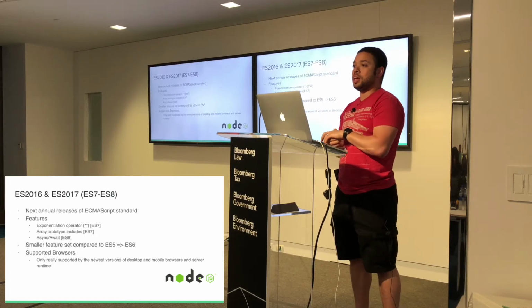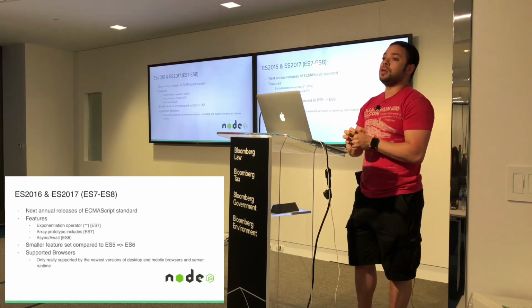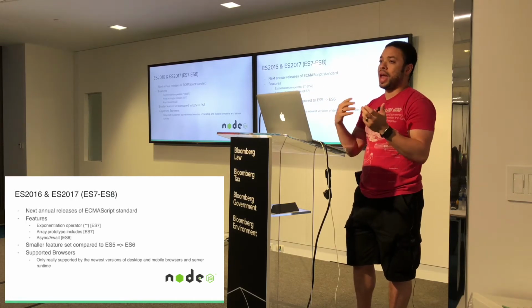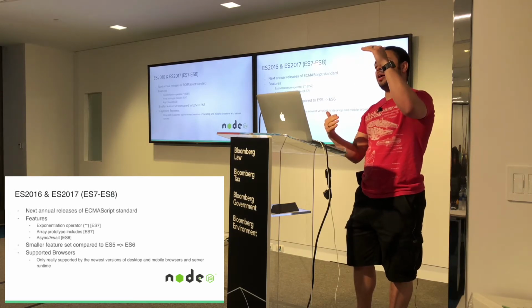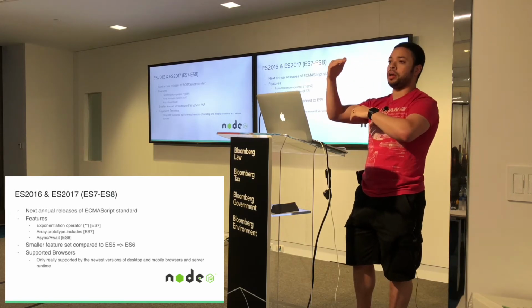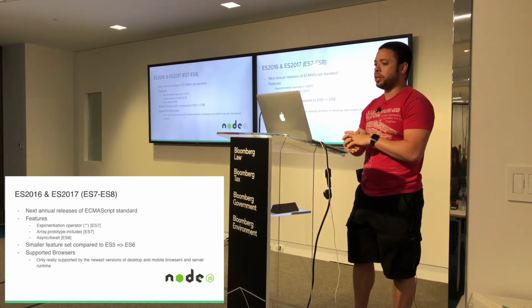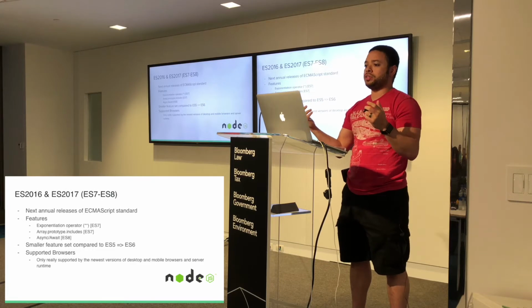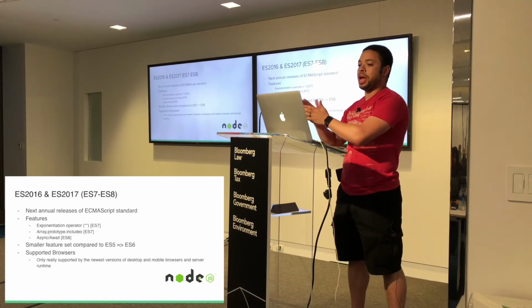And then ES8, a very important, but again, a single type of feature, was async await, which lets you handle promises very easily in a very programmatic and very linear way when you look at the code. But again, as I noted, it's a smaller feature set in comparison to ES5 to ES6 because it's just a year gap for them.